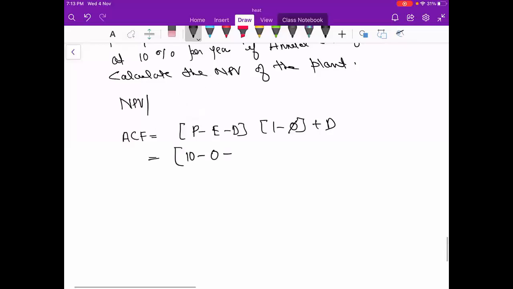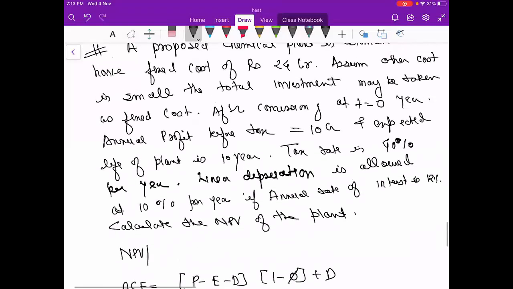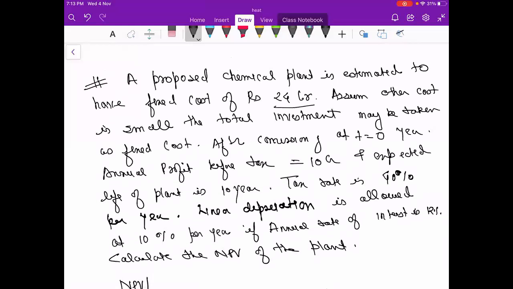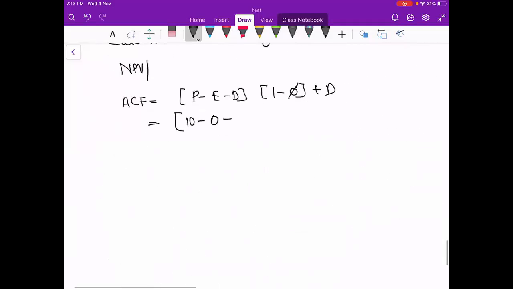What is the depreciated amount here? It is 24 crore of 10%, so it will be 2.4. Then (1 minus 0.4) plus D, that is 2.4. So how much ACF are you getting? 6.96.